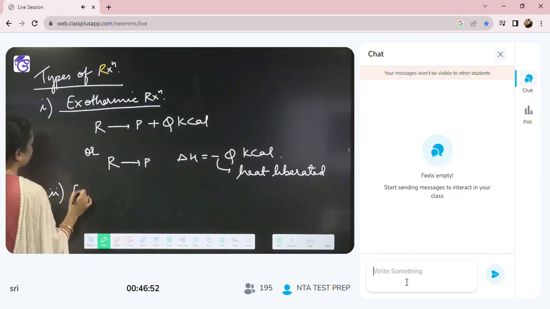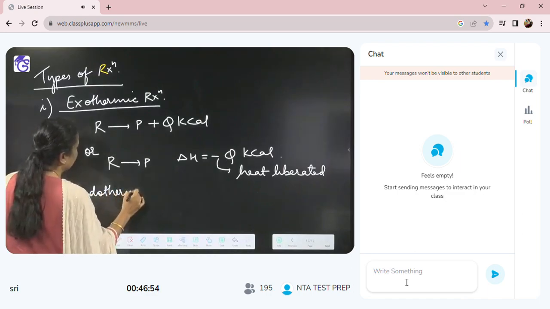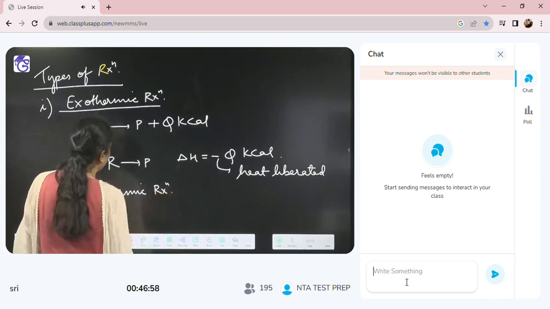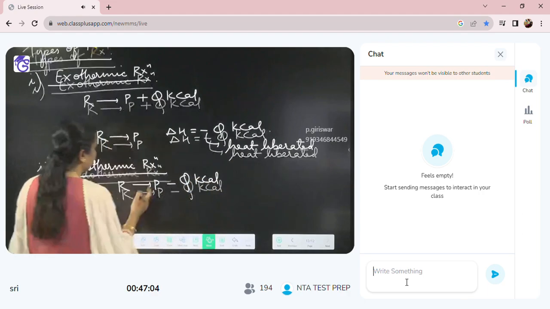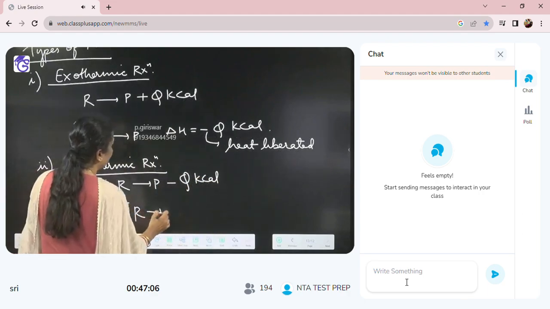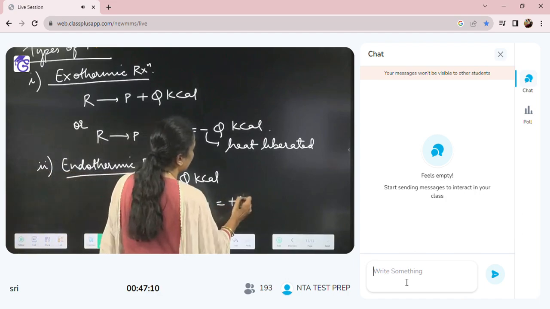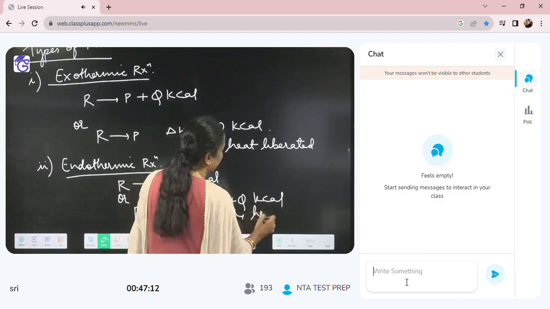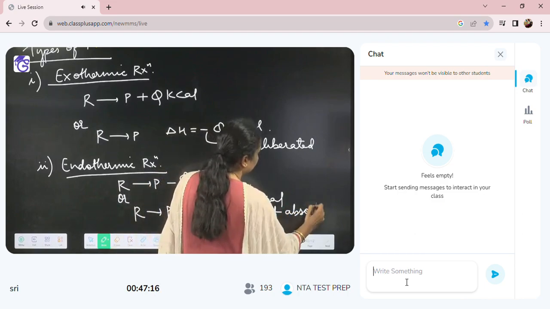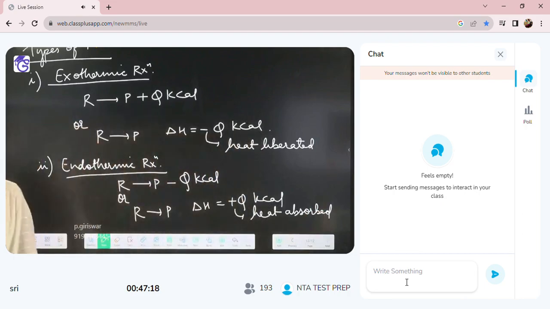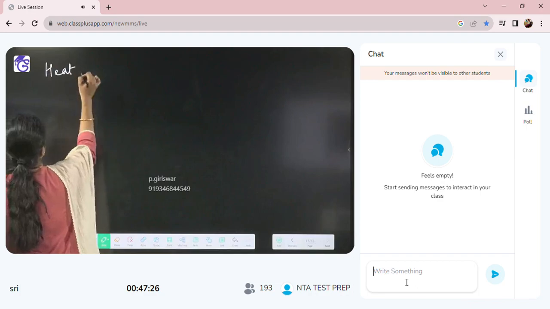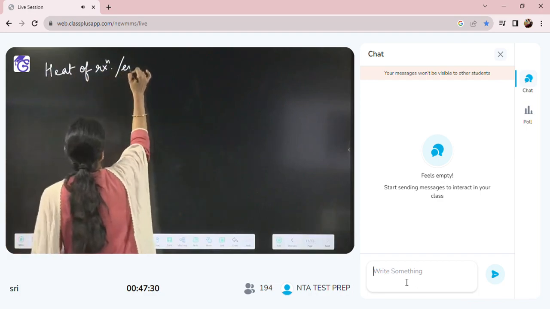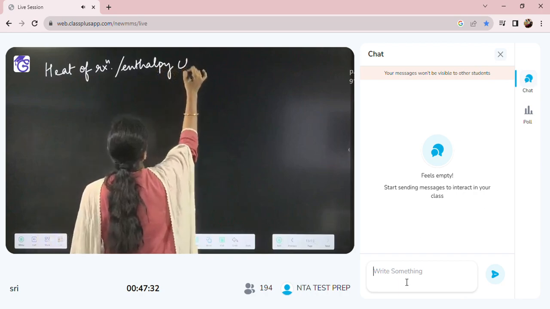Similarly, you also have endothermic reaction. In endothermic reaction, the old representation is reactant to product minus Q kilocalorie. And here you have reactant to product, delta H is equal to plus Q kilocalorie. Plus is telling you heat absorbed. Right? Okay, now let us go for understanding the next term, which is heat of reaction, or else enthalpy change of the reaction.